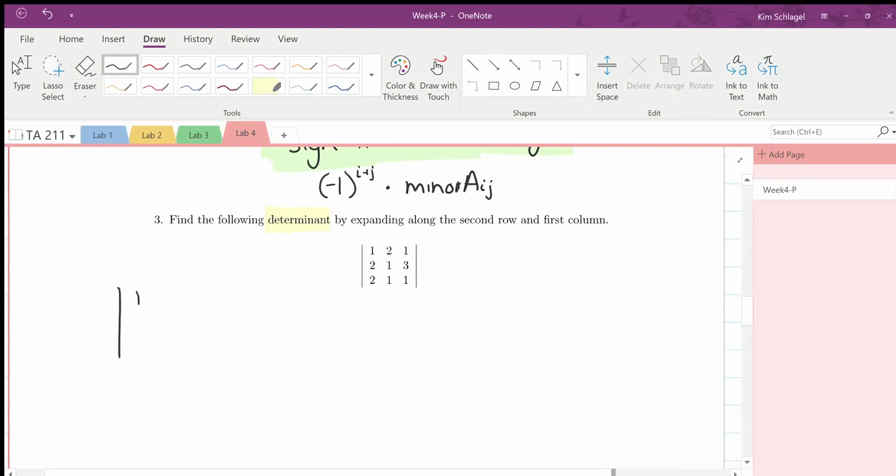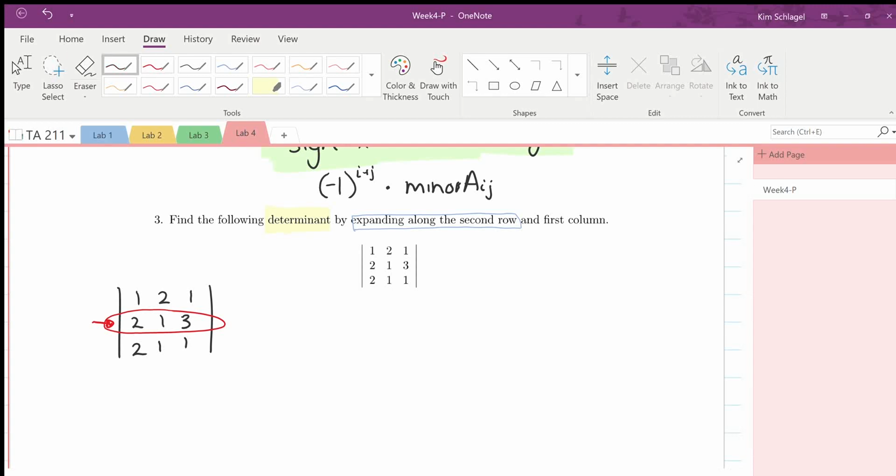So we have something that looks like this, our matrix, 2, 1, 3, and 2, 1, 1. Okay, so when we're finding determinants, and right here we're asked to expand along the second row, so we're going to do that just to stay consistent with what we're supposed to do. So this is our second row here. What we want to do is expand along this row in order to find our determinant.